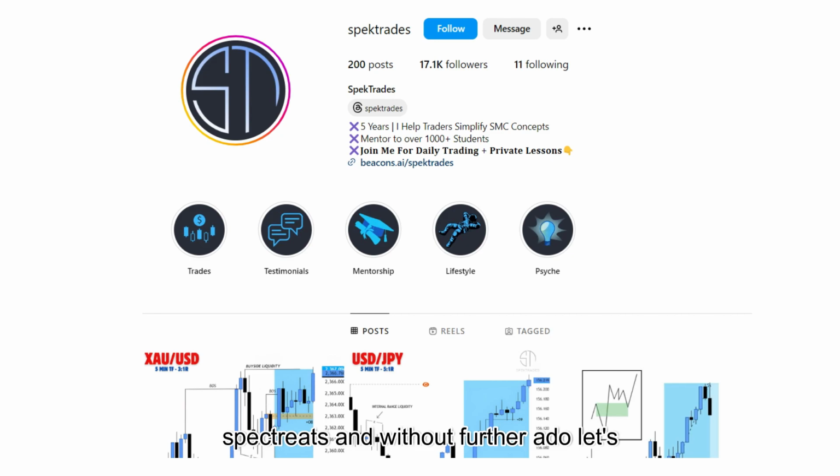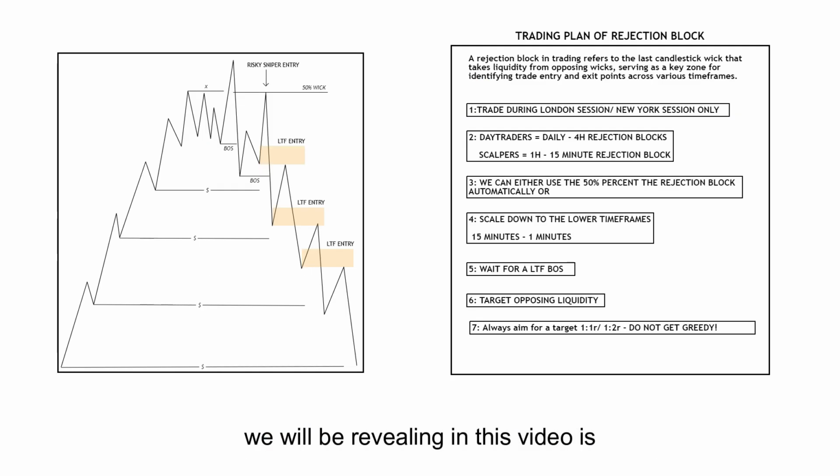Without further ado, let's get into this video. The secret concept that we will be revealing in this video is called the rejection block. A rejection block in trading refers to the last candlestick wick that takes liquidity from opposing wicks, serving as a key zone for identifying trade entry and exit points across various time frames.